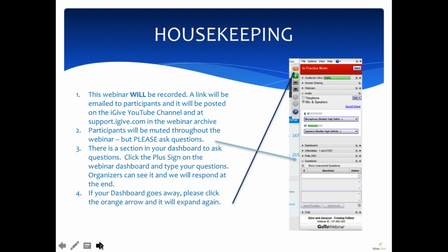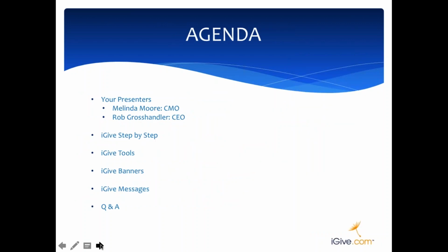We're going to be going through a lot of content today. I am Melinda, the Chief Marketing Officer. Rob, who was on the phone earlier, co-founded and is the CEO of the company. We're going to do an iGive step-by-step. We're going to talk about our tools. We're going to talk about some new exciting banners that we created to help your causes earn more money, and also our messaging platform, and then leave it open to questions and answers at the very end.